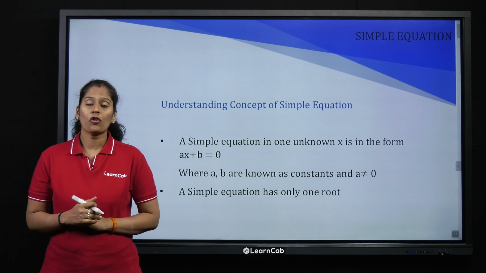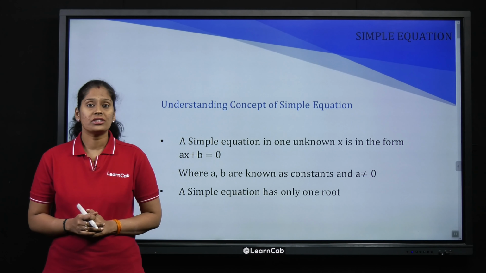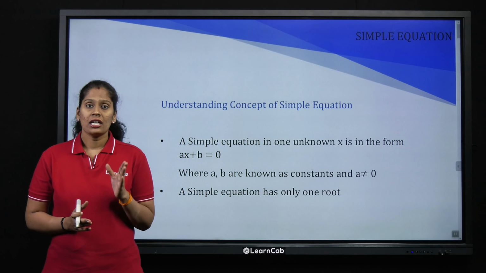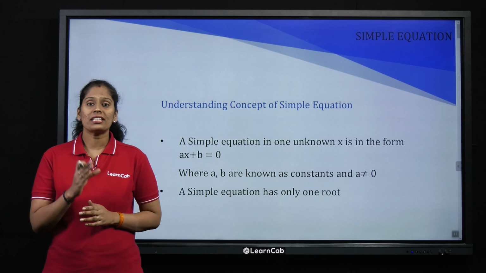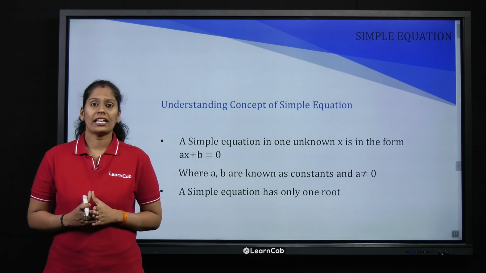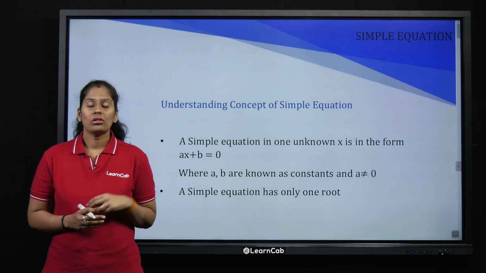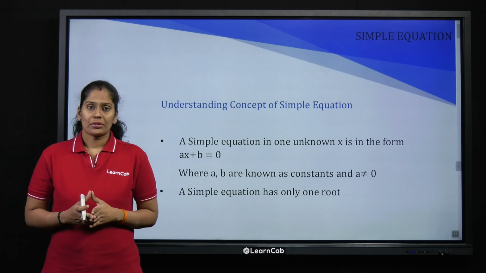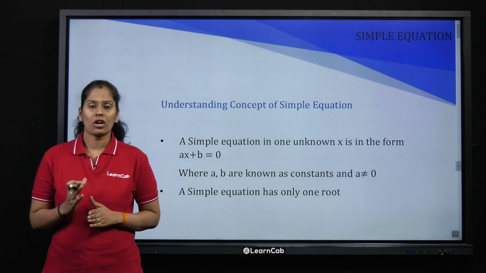The standard form of a simple equation is ax plus b equal to 0. Ax plus b equal to 0 means a is a constant, x is a variable, and b is a constant. So examples: 3x plus 4 equal to 0, 2y plus 2 equal to 0, a plus 6 equal to 0. All these three examples are a combination of one unknown and a constant.